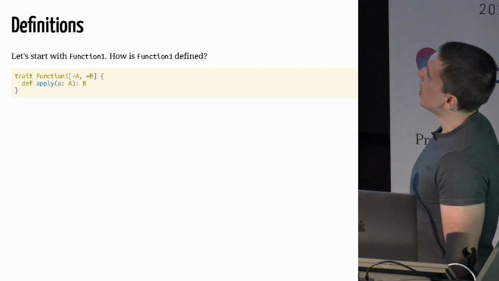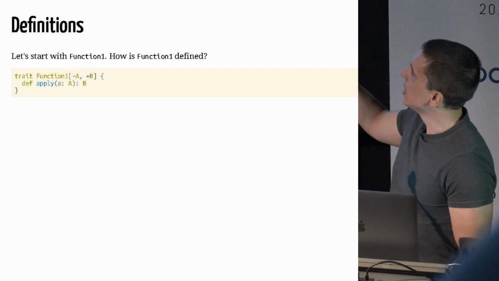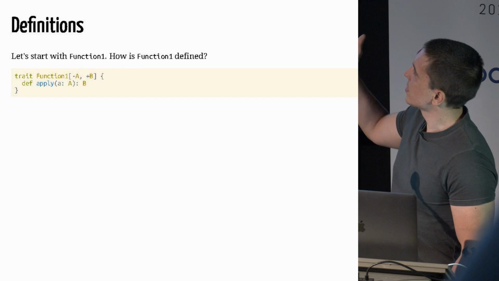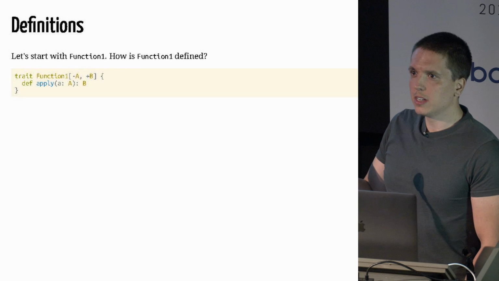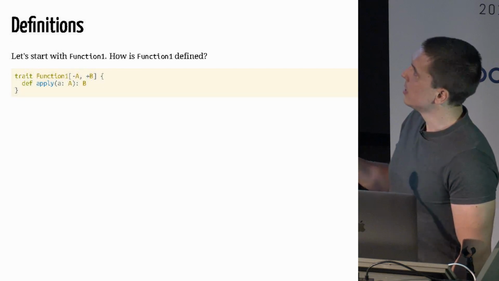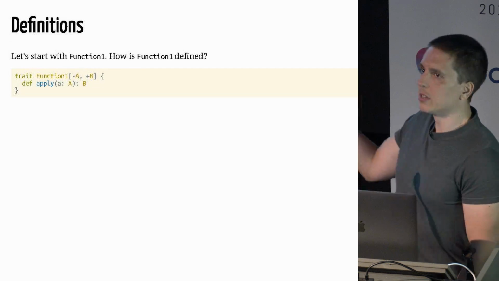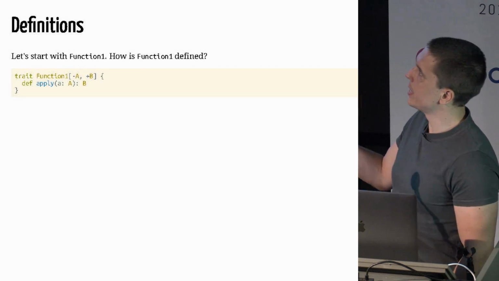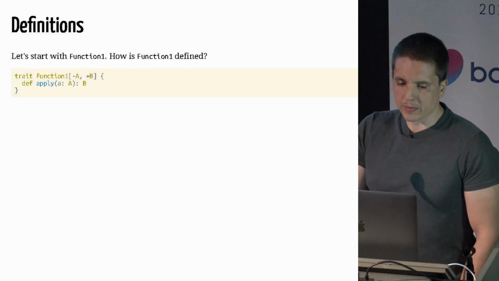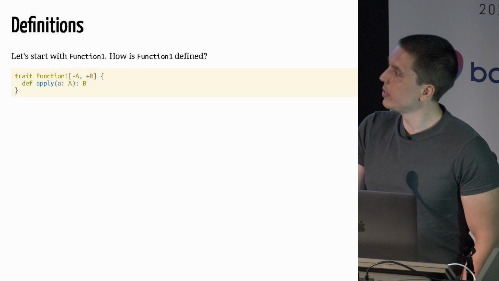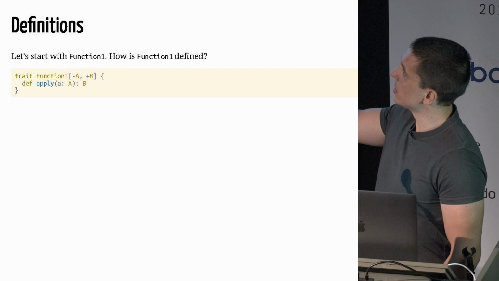So what's Function1? This is Function1 that we have in the standard library, and we use it throughout the standard library. We use it throughout the ecosystem, and it's very handy to have. It didn't exist in the Java standard library, so we put it in the Scala standard library, and it's part of the specification of the language. So we use it throughout, and we collaborate based on this type.